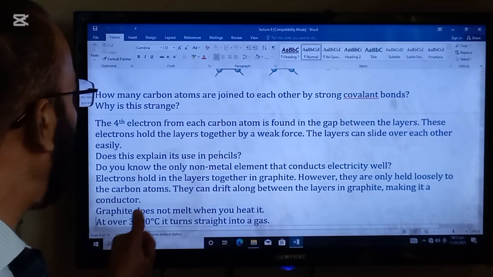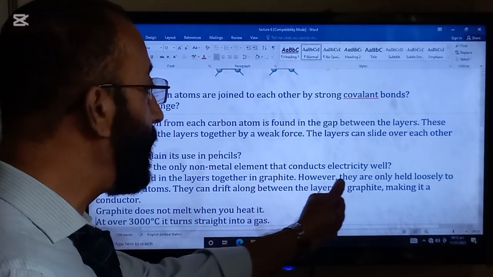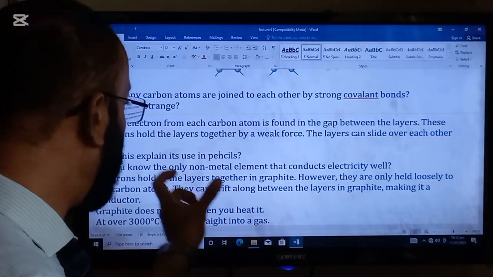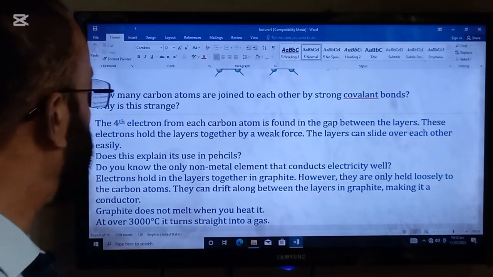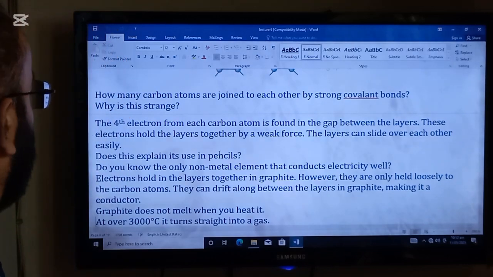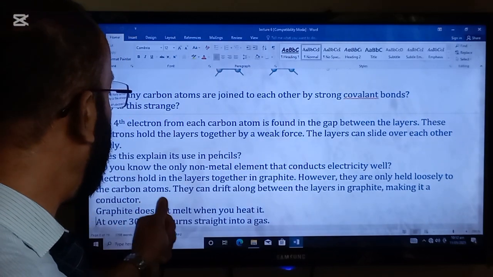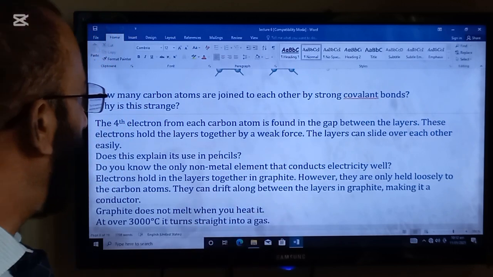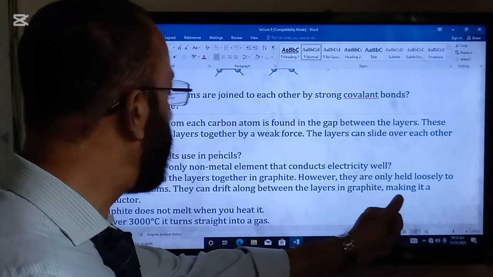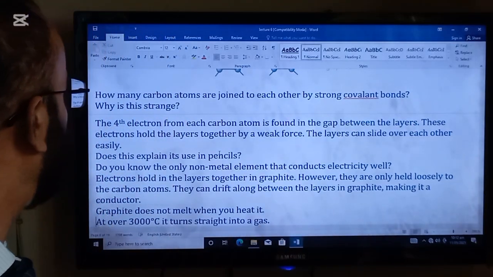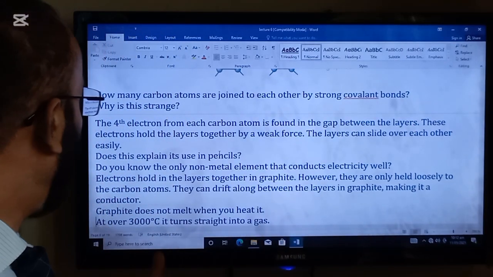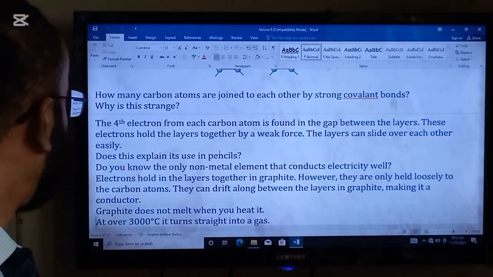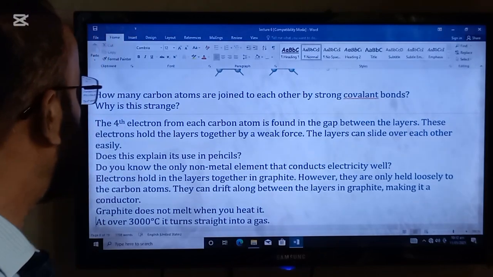Do you know the only non-metal element that conducts electricity well? So this is the element graphite, which is a non-metal and can conduct electricity. Electrons hold the layers together in graphite. However, they are only held loosely to the carbon atoms. They can drift along between the layers in graphite, making it a conductor. So this is the reason.